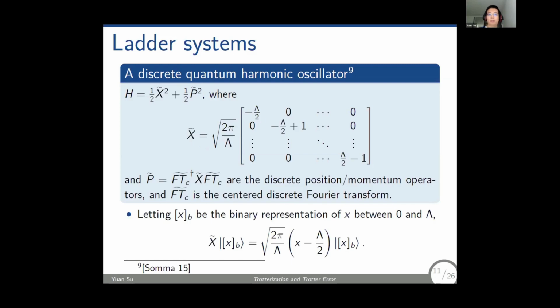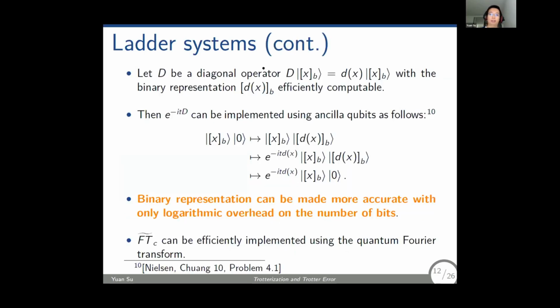Okay, so how do you implement Trotterization? Well, one property that you can use is the property that X tilde is a diagonal operator, right? So it's diagonal already in the basis that we are looking at. So it turns out that for these diagonal operators, you can very easily exponentiate them. So let's say, suppose we have a general diagonal operator, let's say D, and the diagonal elements are D of X. Then what you can do to exponentiate this operator is as follows.